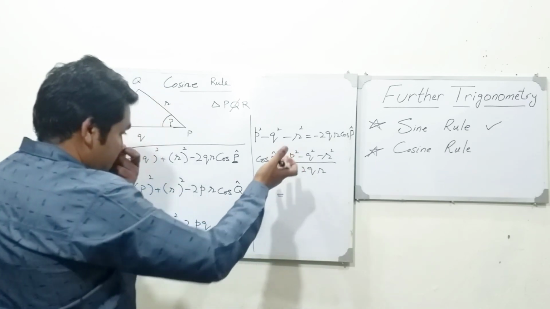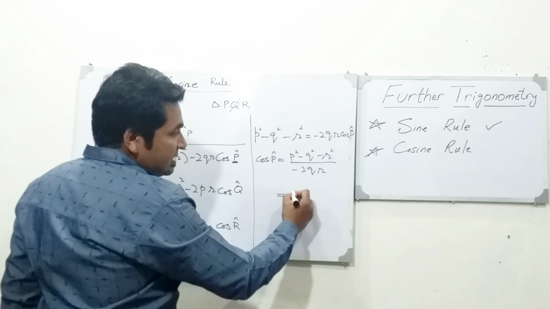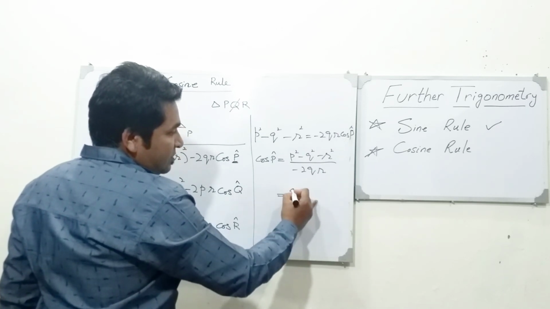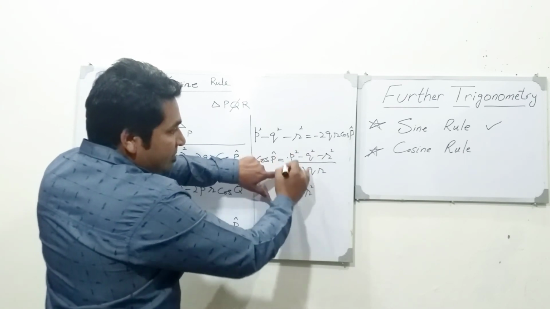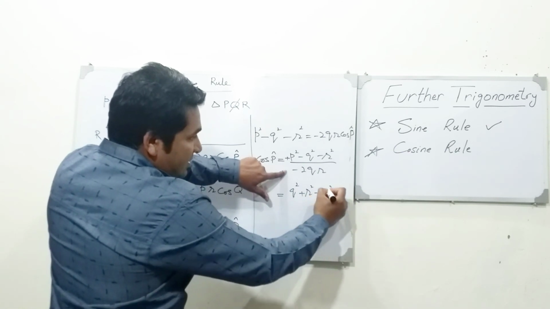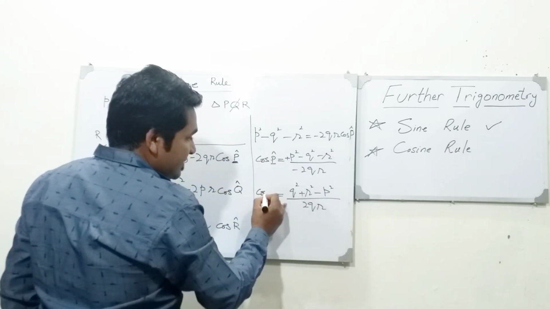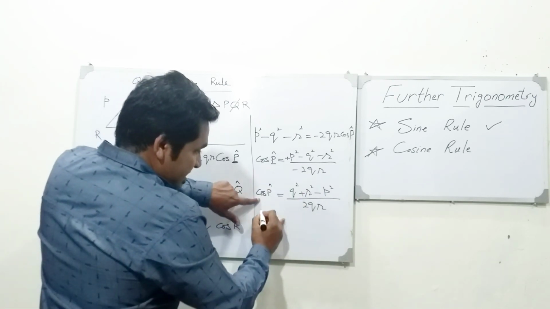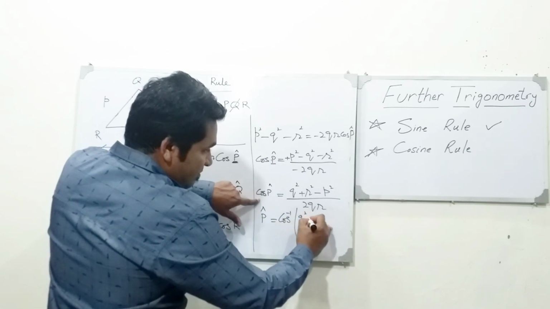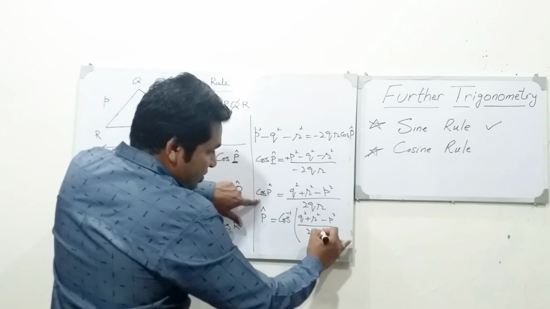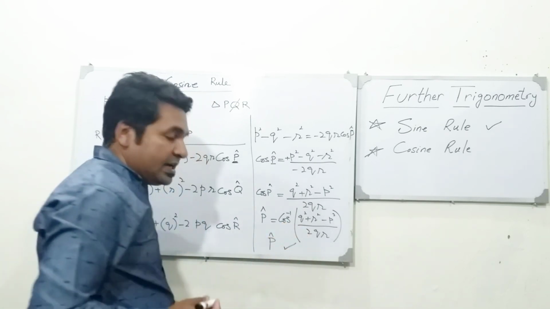Now if you solve it in this way you will get the correct answer. Or if you want to get rid of this minus sign, it can be written as q squared plus r squared minus p squared over 2qr, since it multiplies with the negative signs, making them positive, and what was positive becomes negative. You are supposed to find angle P. Just shift this cos to the other side, so angle P equals cos inverse of q squared plus r squared minus p squared over 2qr, and in this way you will get the value of angle P.